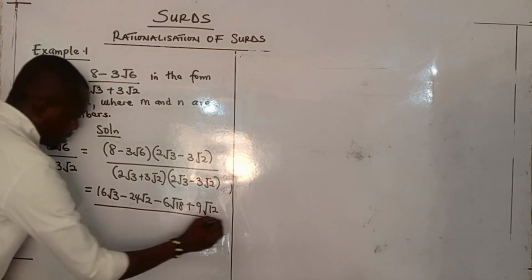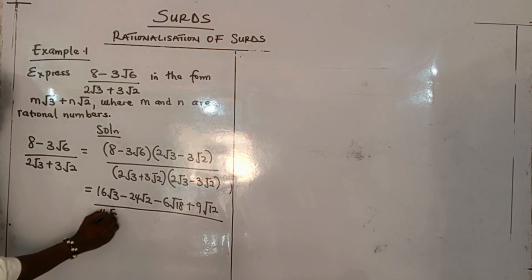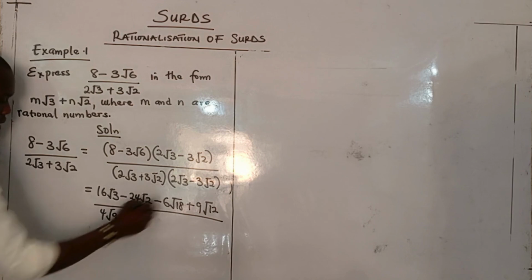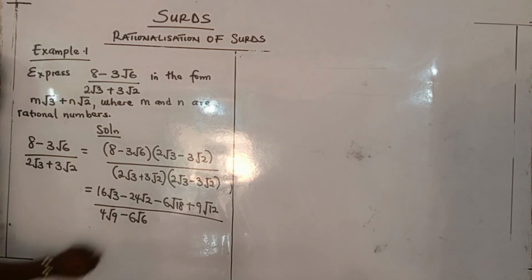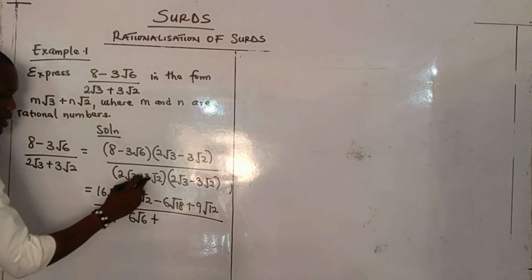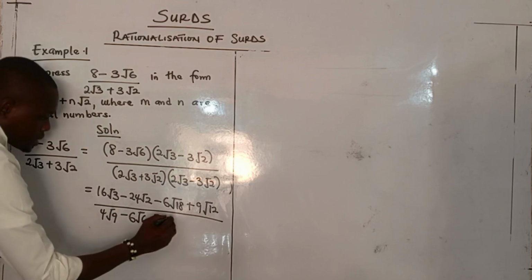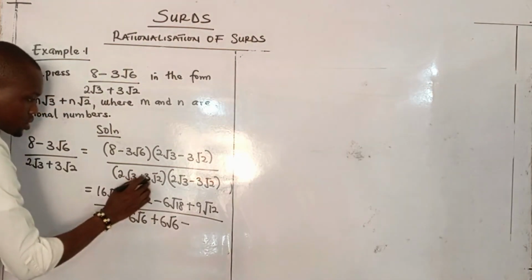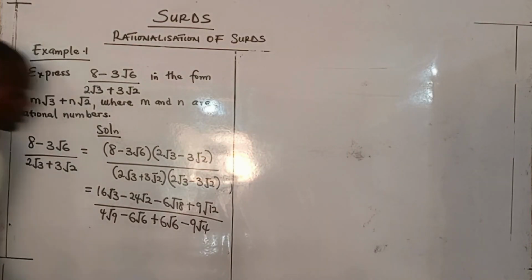So from here, for the denominator, 2 times 2 is 4, so we have 4√9. Then minus 2 times 3 is 6, and 3 times 2 is 6, so we have that. Then plus 3 times 2 is 6, and 2 times 3 is also 6. Then plus and minus is minus. 3 times 3 is 9, and then 2 times 2 is 4.